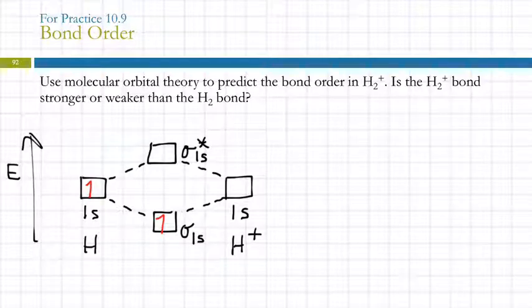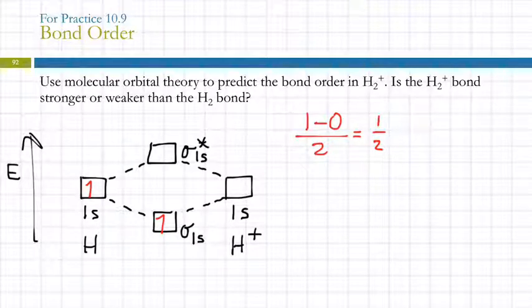And then we need to predict the bond order. So bond order is the number of electrons in bonding orbitals. How many? 1. Minus the number of electrons in anti-bonding orbitals. 0. Divided by 2. So that's a bond order of 1/2. The bond order for H2 was 1. Is this bond stronger or weaker than an H2 bond? It's weaker, because this is a smaller number. H2 had a bond order of 1. The larger the bond order, the stronger the bond. Any questions?